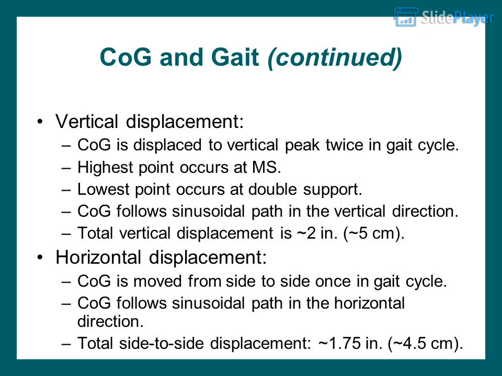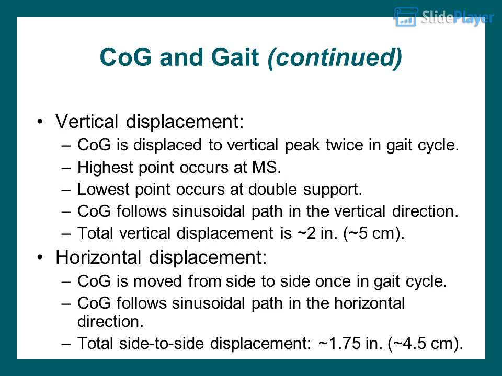COG and Gait, continued. Vertical displacement. COG is displaced to a vertical peak twice in the gait cycle. Highest point occurs at MS. Lowest point occurs at double support. COG follows a sinusoidal path in the vertical direction. Total vertical displacement is 2 inches, 5 centimeters.